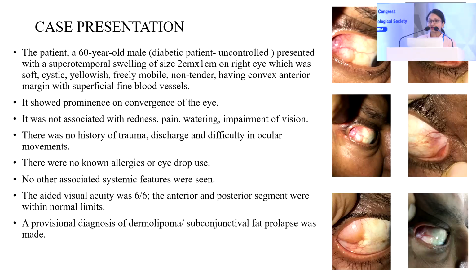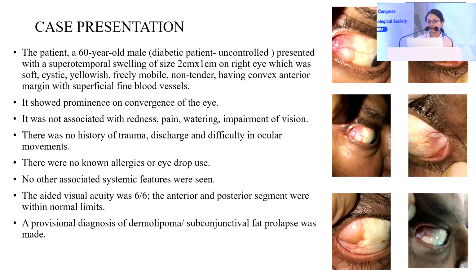A 60-year-old diabetic patient with uncontrolled sugars presented with a superotemporal swelling of size 2 centimeters by 1 centimeter in the right eye, which is soft, cystic, yellowish, freely mobile, non-tender, having a convex anterior margin with superficial fine blood vessels. It showed prominence on convergence. There was no redness, pain, watering, no history of trauma, discharge, any ocular surgery in the past, or any usage of topical medication. No other systemic features. The aided visual acuity was 6/6.